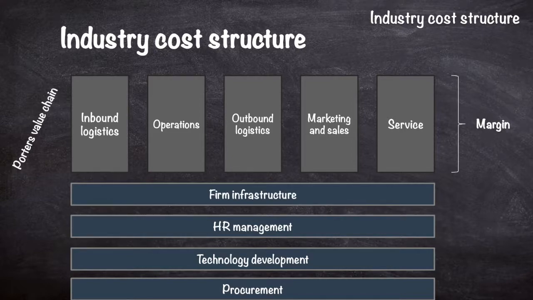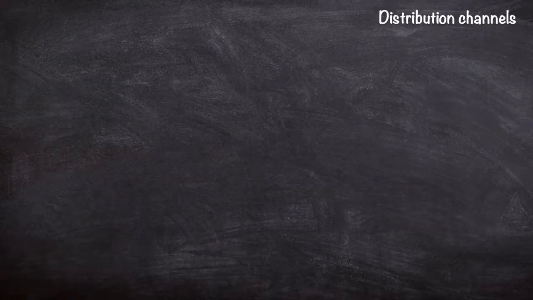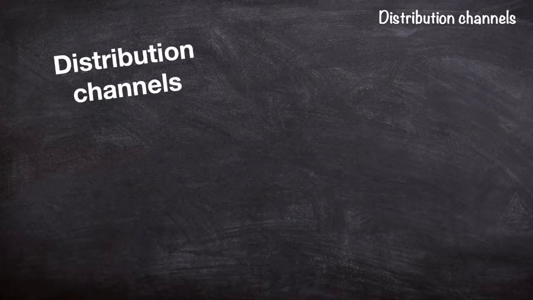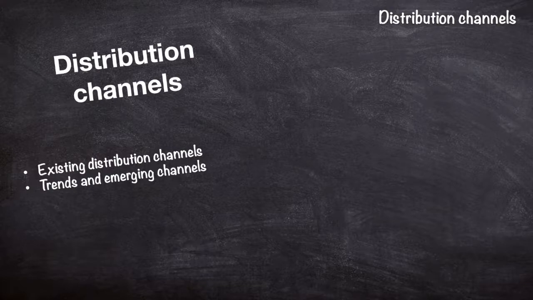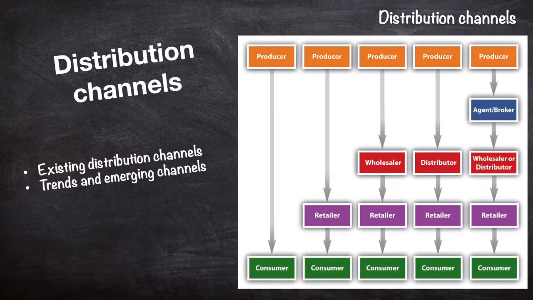So it's good to consider, how does this look in general in the industry? How do people go about structuring this? Then we move on to distribution channels and look at the existing distribution channels. How do people get their goods or services to their clients or consumers right now in the industry? Are there any trends and emerging channels? And again, this is for the market as a whole.